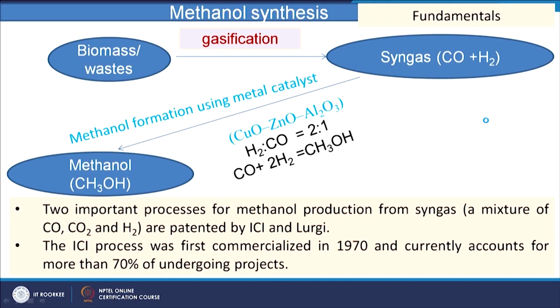Now, we are coming to methanol synthesis. So, methanol can be produced from syngas. So, how will we do it? This is our biomass waste to syngas, but in our case this is methane reforming, then it will give us syngas. Then that syngas which we are getting will be converted to methanol.